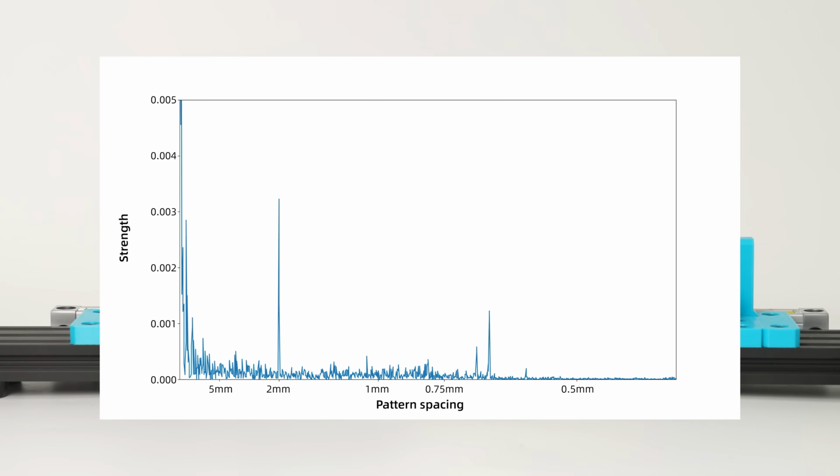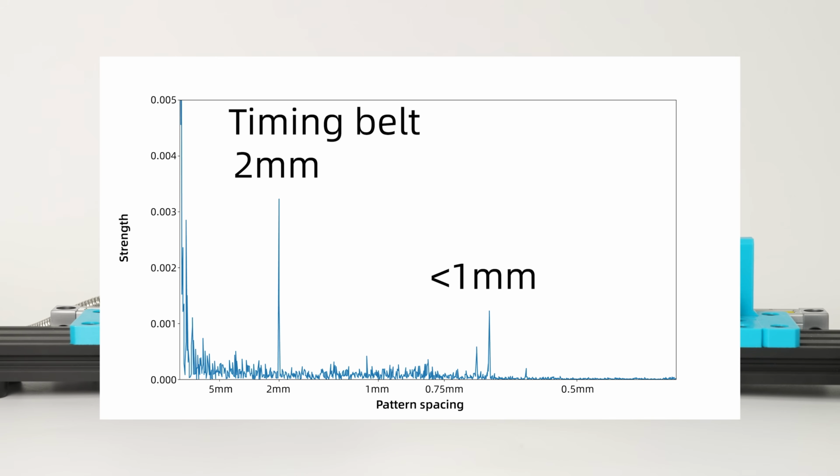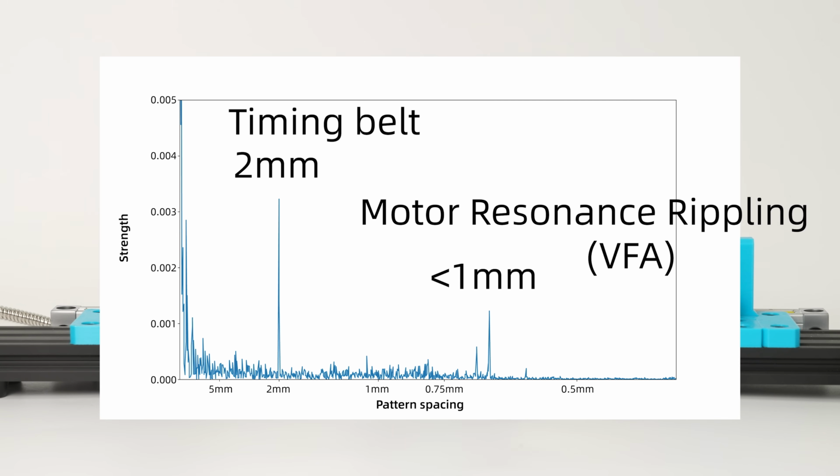We analyzed the data using the FFT method to quantify the intensity of defects and found that the main defects that showed up in the test are those with 2 mm pitch and those with less than 1 mm pitch. In our experience, the 2 mm spacing ripple is mainly caused by the timing belt, while the one below 1 mm spacing is motor resonance rippling or MRR, which is mainly caused by motor vibration and is often referred to as VFA in the community.